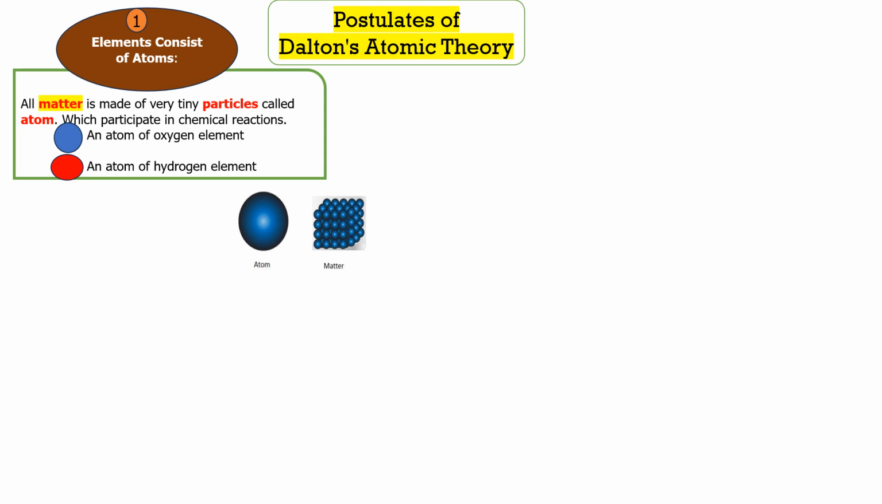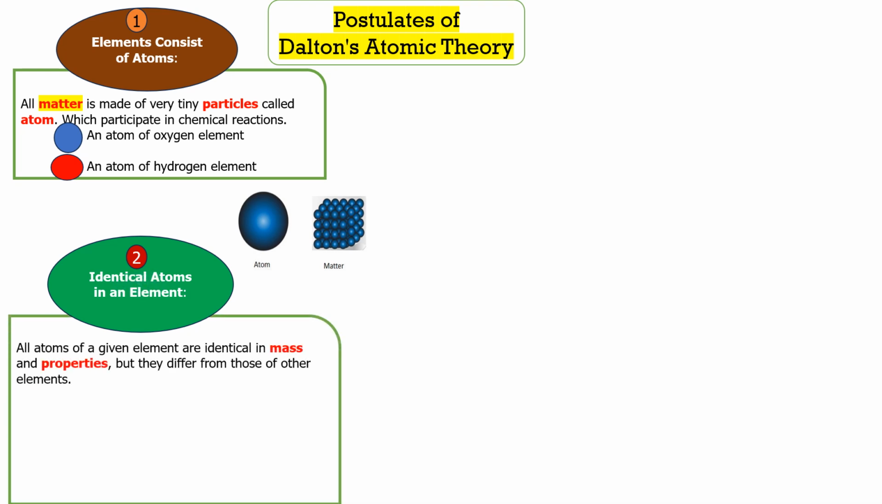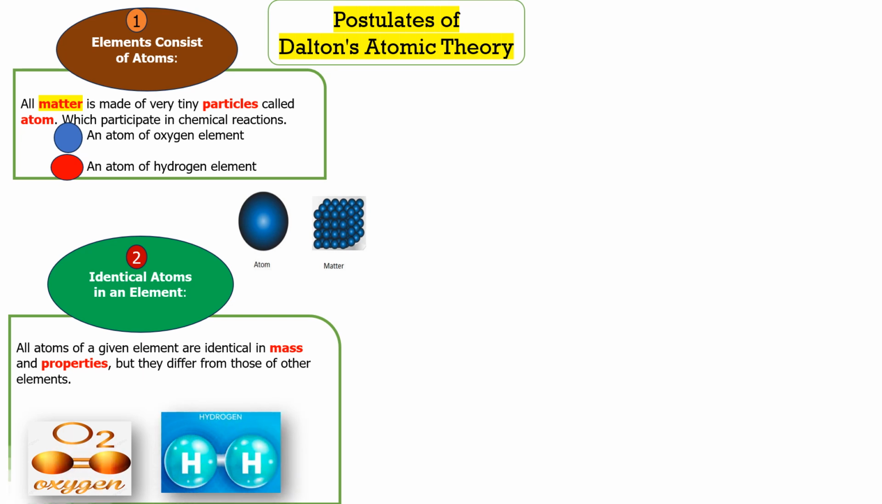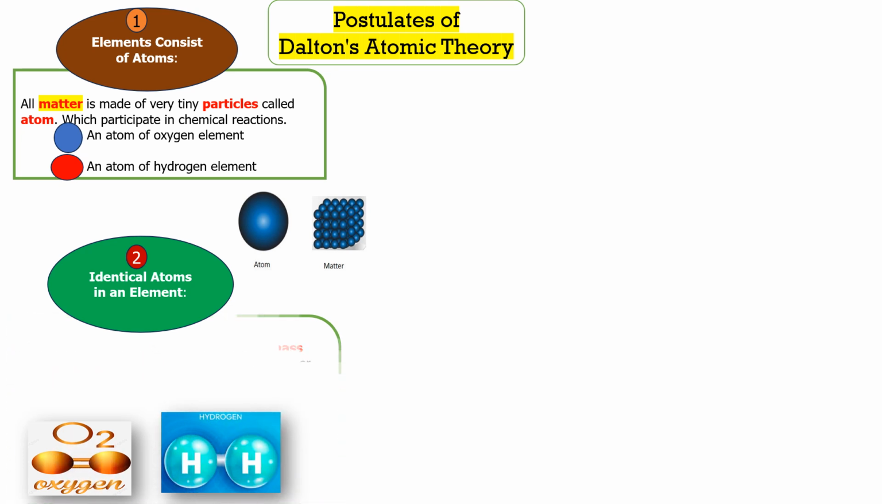And the second one is identical atoms in an element. If you take any element, all atoms of a given element are identical in properties. Properties means physical and chemical properties, but they differ from those of other elements. See, oxygen element and hydrogen element, these two elements show different mass and properties. So this is the second point.